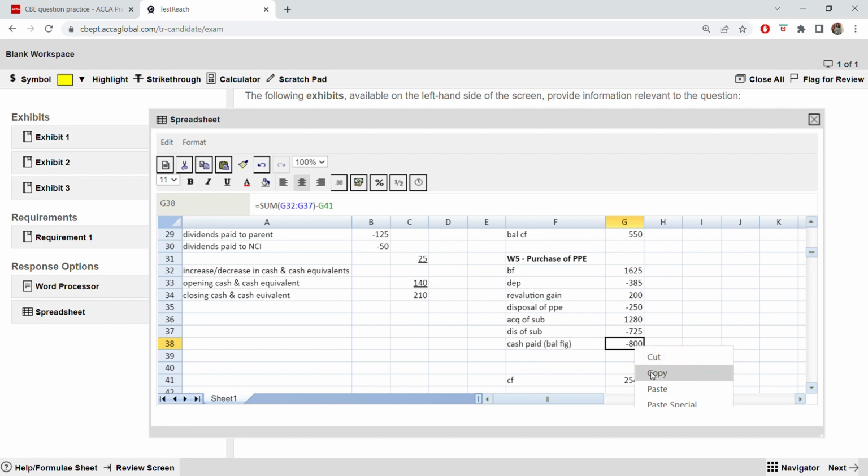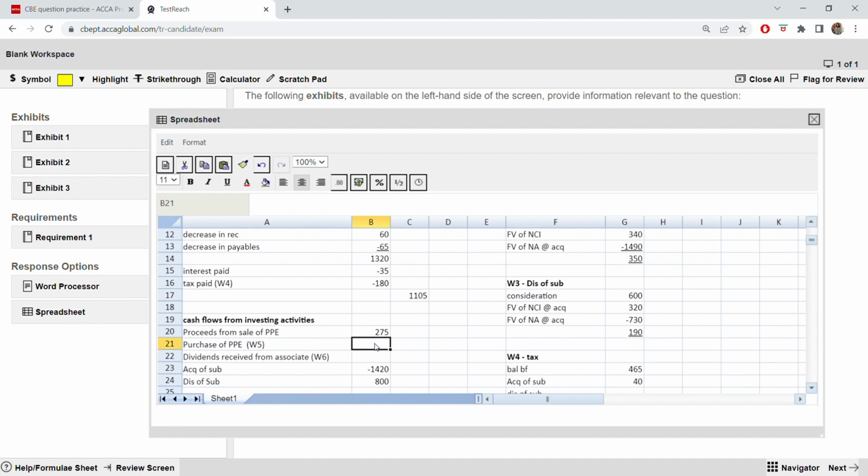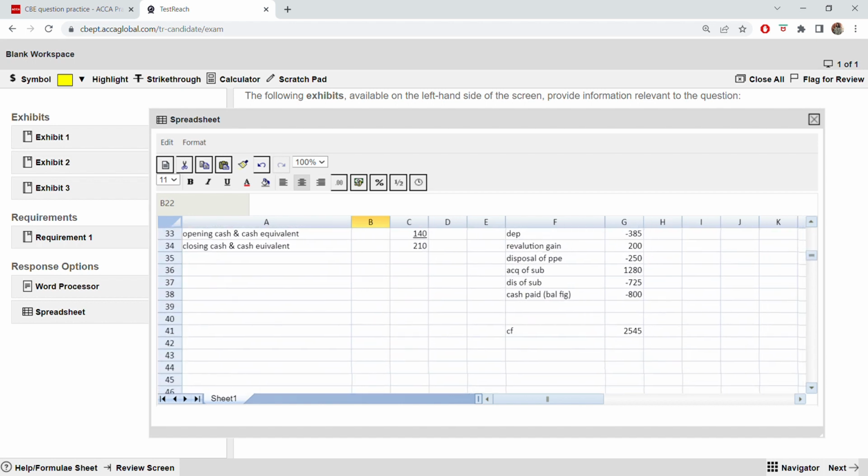So copy, paste special with the formula. Okay. Now what else? Dividend received from associate. It will be an income only, an inflow. For working 6, we'll go down.